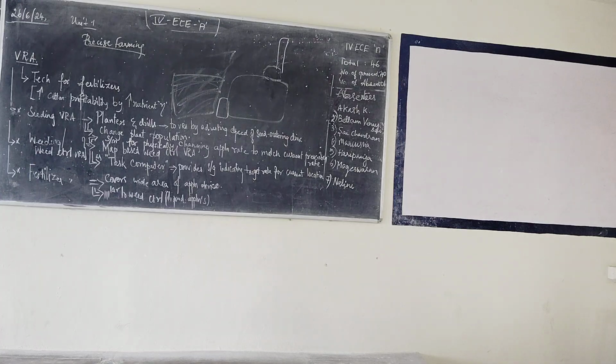Geographical information systems, and also GPS technology, and another very important technology observed here, VRA. What does VRA stand for? VRA stands for variable rate applications technology. So what is variable rate application?